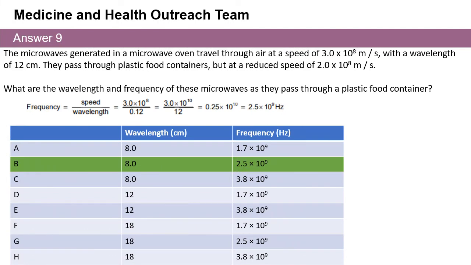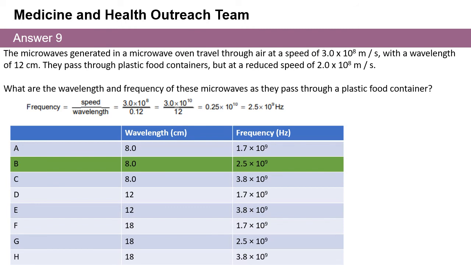So, the correct answer for question 9 is option B. To answer this, we need to think about the waves in air. We are told that they have a wavelength of 12 centimeters, which is the equivalent of 0.12 meters. We also know that the speed is 3.0 times 10 to the power 8 meters per second. So, using the calculation in the working which is given on screen, we can find that the frequency is 2.5 times 10 to the 9 Hertz.